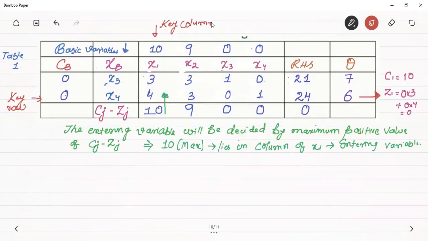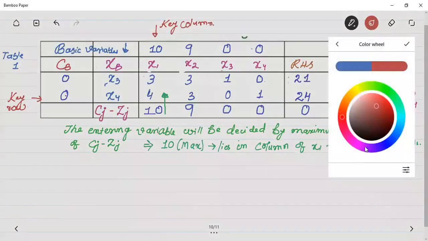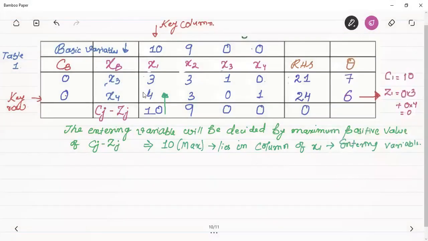And the intersection of the key row and key column, can someone tell me which element lies at the intersection of the key column and key row? See here, this 4 lies in the intersection of key row and key column, and this 4 is known as the key element. Okay, we can write it here as well.